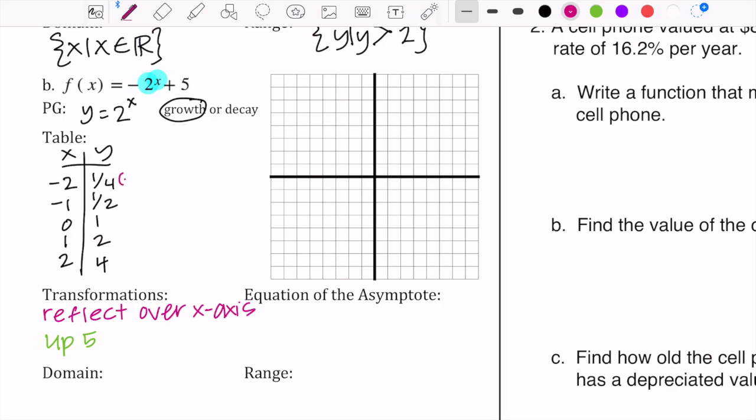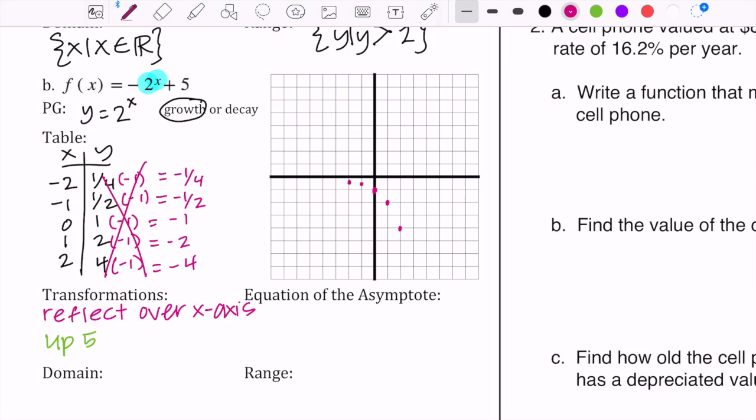Okay, so we always take care of reflections and stretches or compressions in the table. So we're just going to multiply all these by -1. And then we're going to do the math on that. So that's -1/4, -1/2, -1, -2, and -4. And then from there, we're going to plot those points on our graph. So -2, -1/4, -1, -1/2, 0, -1, 1, -2, and 2, -4.